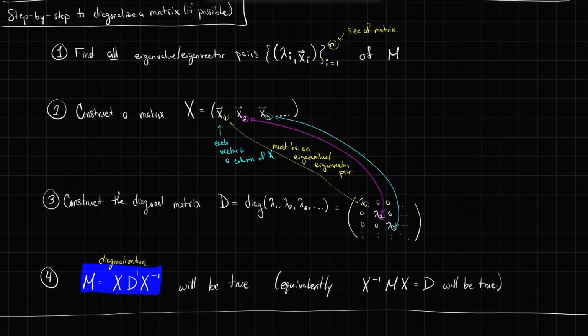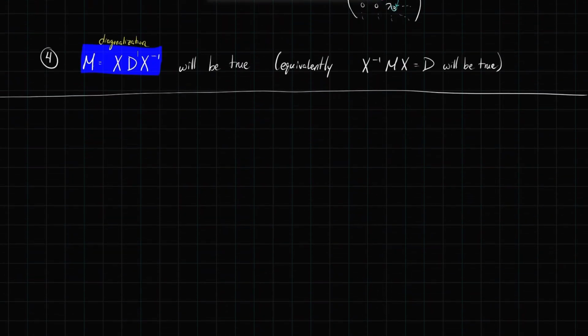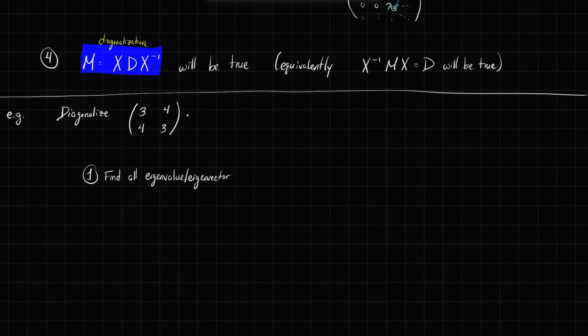So let's go through one example, and then we'll be done for today, and we can encounter some more in the worked exercises version. Let's do one example of diagonalization with the matrix that we encountered in the last video. Let's diagonalize the matrix 3, 4, 4, 3. So step 1, find all eigenvalue, eigenvector pairs. And if you didn't watch the last video, go back and watch that other video. I can't believe you're here without watching that one.